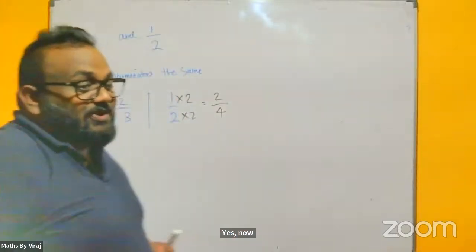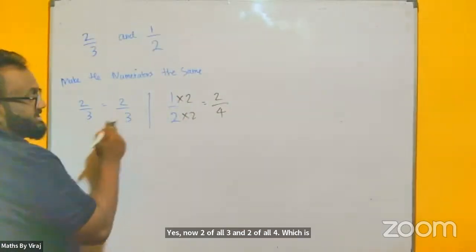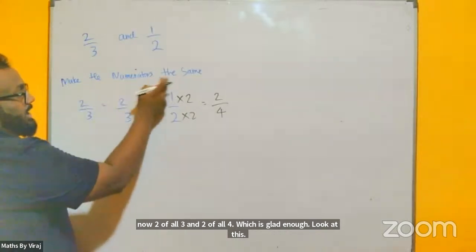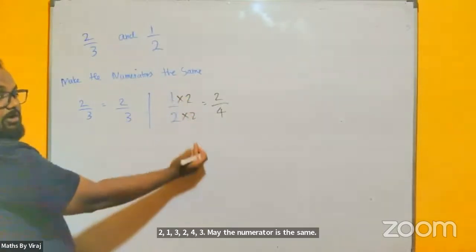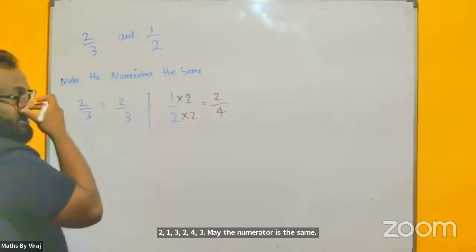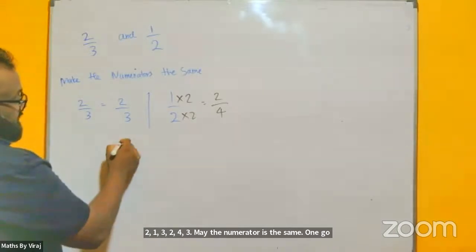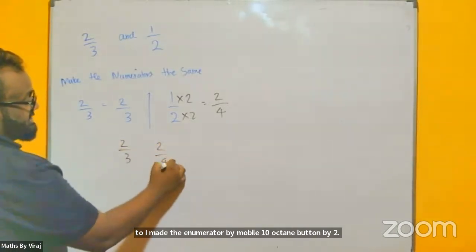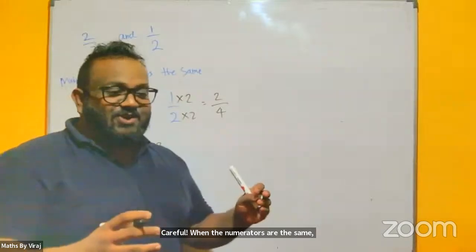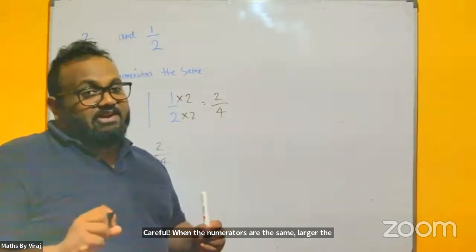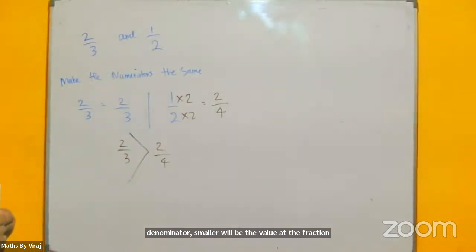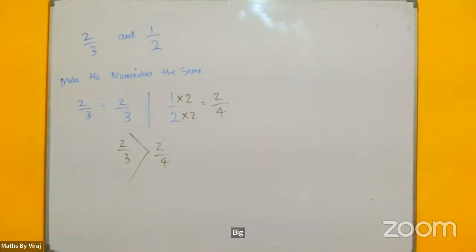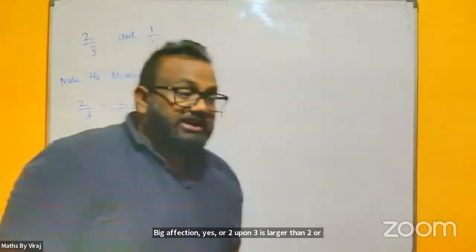Which is larger now? Look at this. 2 upon 3 is 2 upon 3. Make the numerators the same. 1 over 2, I make the numerator 2 by multiplying top and bottom by 2. Therefore, when the numerators are the same, the larger the denominator, the smaller the value of the fraction. Therefore, this is the bigger fraction. Yes or no? 2 upon 3 is larger than 2 upon 4. That is what I have to explain.